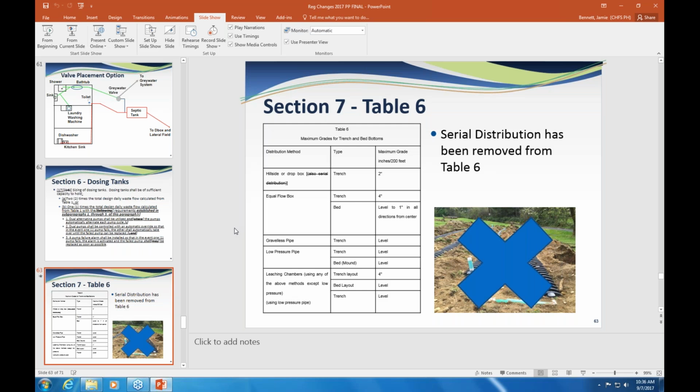All right, so Section 7, Table 6. Serial distribution has been removed from Table 6. As you can see in this Table 6 in the old reg, it's really the only place serial distribution was ever mentioned. So now that's been corrected.